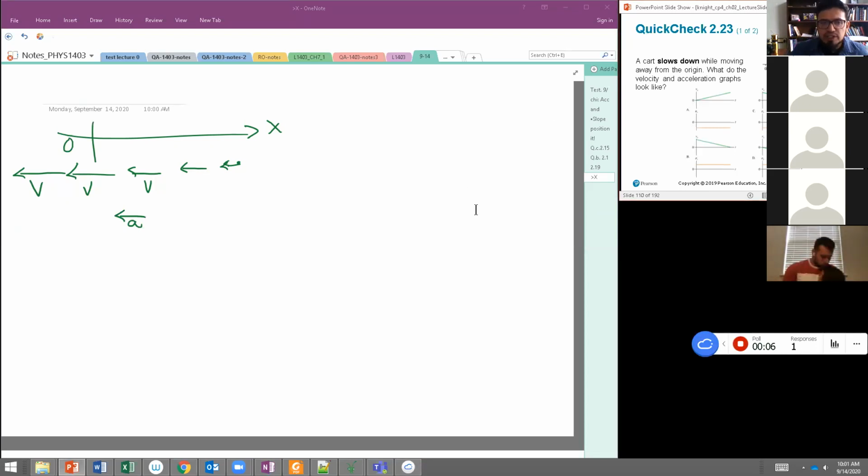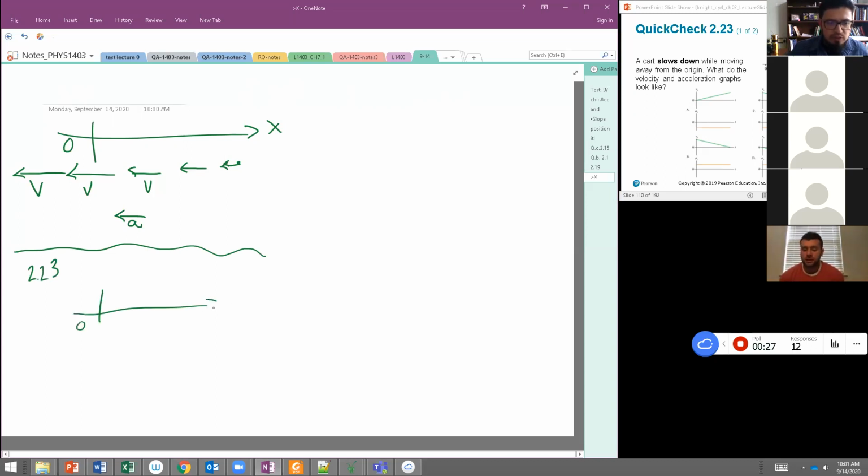So here's another one. It says a cart slows down while moving away from the origin. What do the velocity and acceleration graphs look like? So once again, we're dealing with velocity and acceleration graphs. It says it slows down while moving away, and in the cartoon, we could see it's moving away from 0 and it's moving in the positive direction.